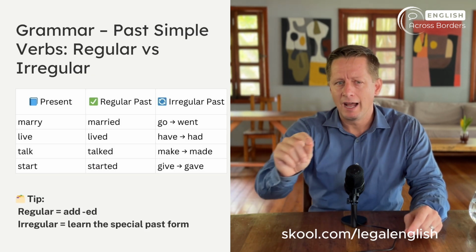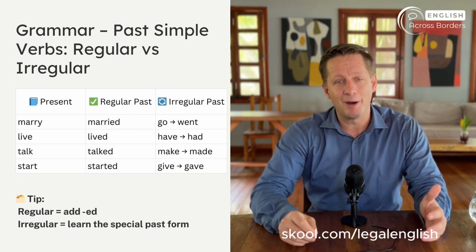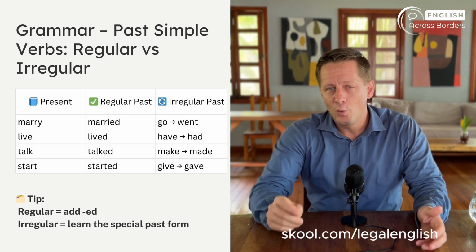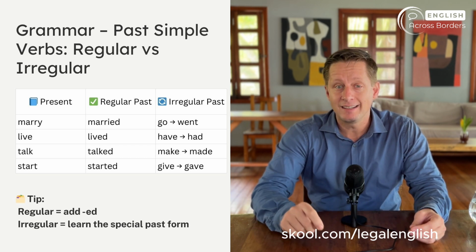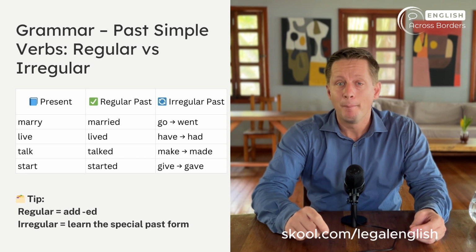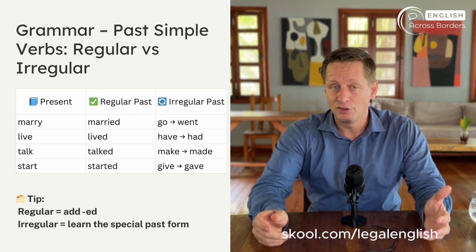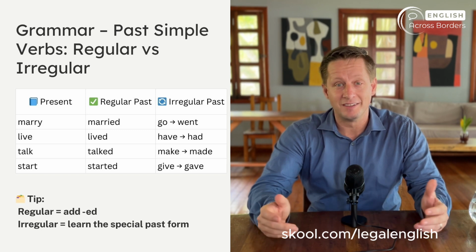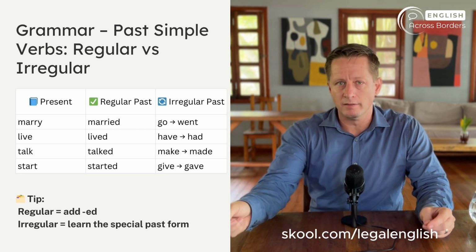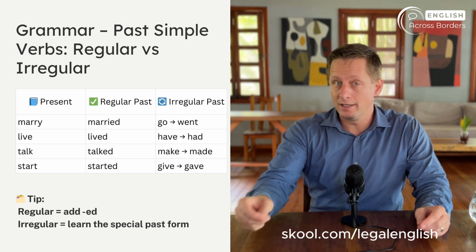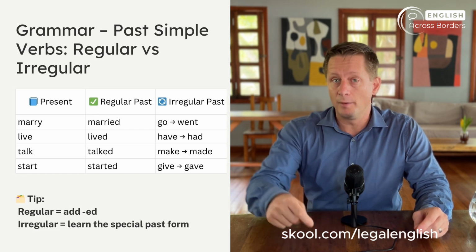Let's keep learning how to change verbs from the present to the past using stories about Anna and Carlos. We will begin with regular verbs. These are easy. Just add ed. Marry becomes married. Anna and Carlos married in 2018. It was a simple wedding at the courthouse. Live becomes lived. After the wedding, they lived in the city together for 3 years. Talk becomes talked.